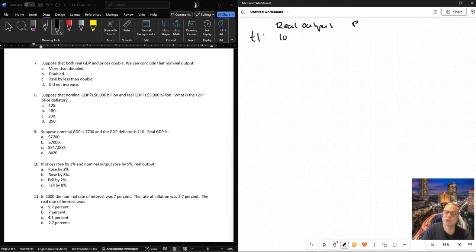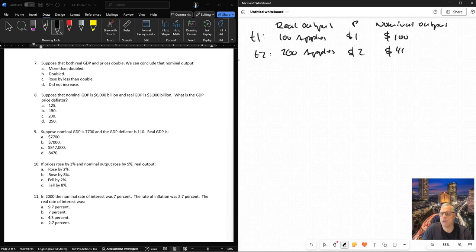So let's say we produce in real terms 100 apples. The price is $1. So then the nominal output, or nominal GDP, is 100 apples times the price of $1, which is 100. Then in T2 everything doubles, so now we produce 200 apples, and the price of an apple doubled, so it's 2. So now our nominal output is obviously 400. So that is more than doubling. It's an increase by 300%.